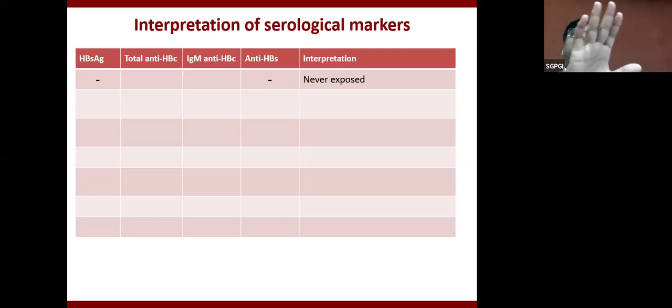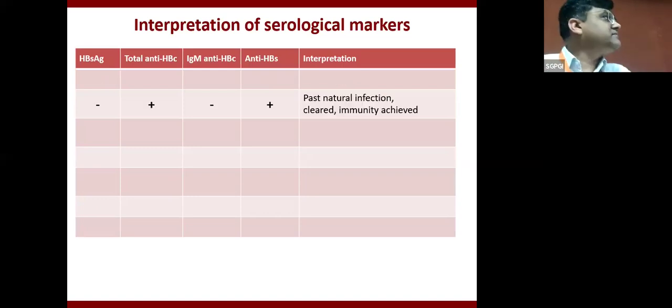You're getting my point? To start a car, the key has to be turned, so until we are infected, the key will not turn. This is the difference between exposure and infection, okay? So that is why here anti-HBs is negative, so we can say the person is either never exposed or just exposed, never infected at least. If core antibody is positive and anti-HBs is positive, what does it mean?